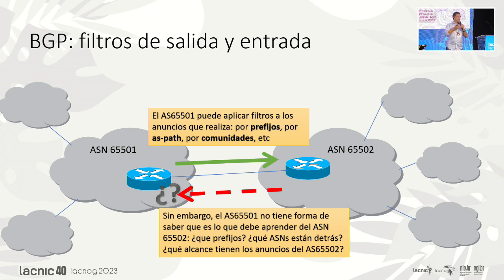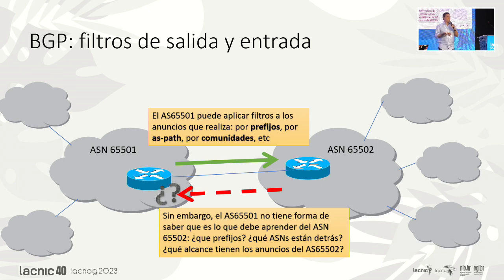It can also apply filters for prefix, for the AS path, or for community. So it can decide what it will be announcing outwards, and this affects the incoming traffic. 65501 very clearly knows how to do this. Now, when 65501 connects with 65502 and wishes to apply filters for entry, because it will not allow just any announcement, we saw a while ago that if 65502 is announcing something that is not adequate, it will then detour the traffic. So I don't want in 65501 to have things announced that should not be announced.